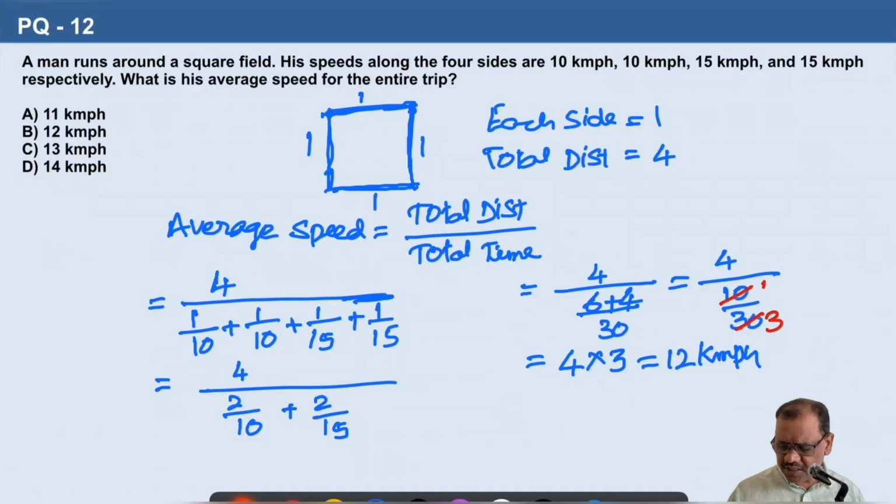12 kilometers per hour is the average speed. Option B is the correct answer.